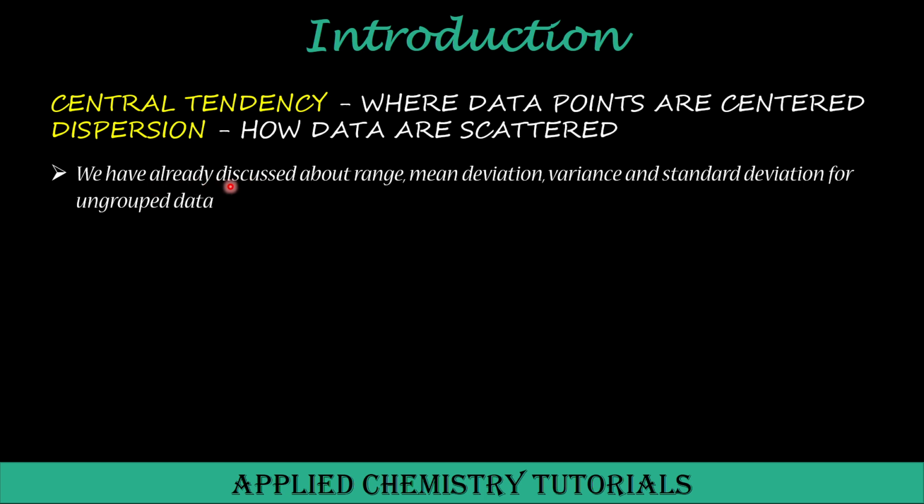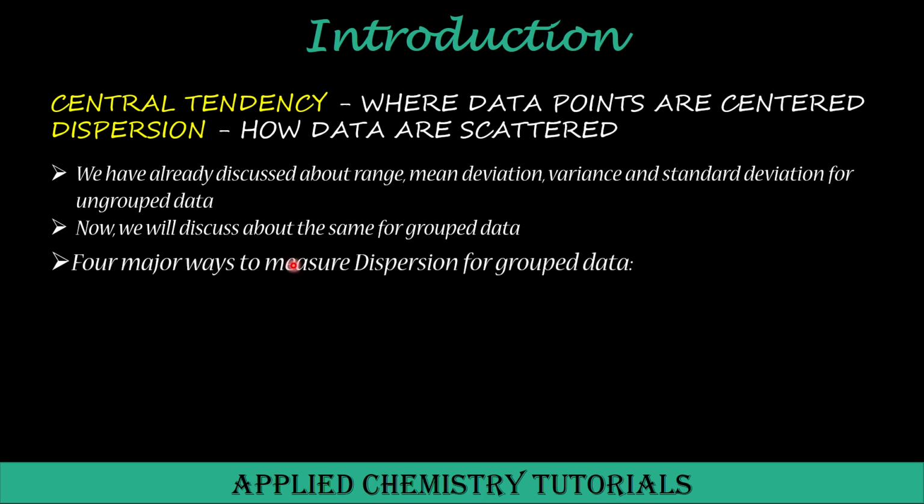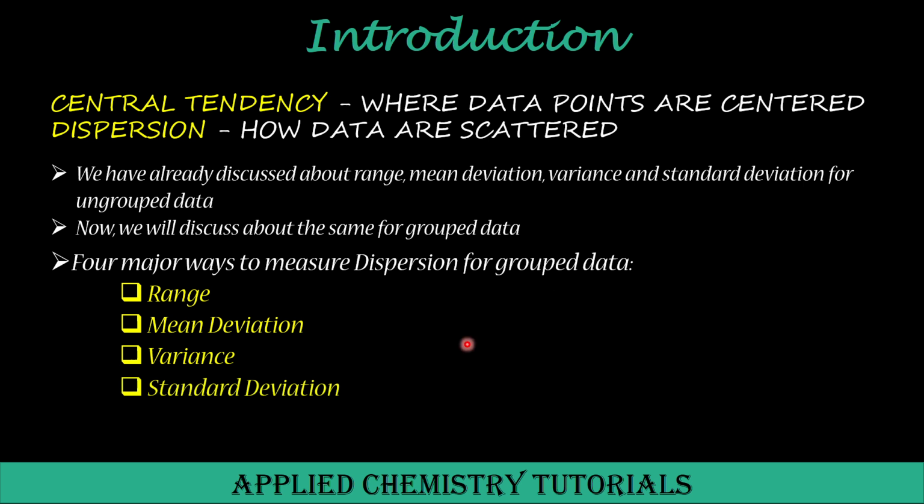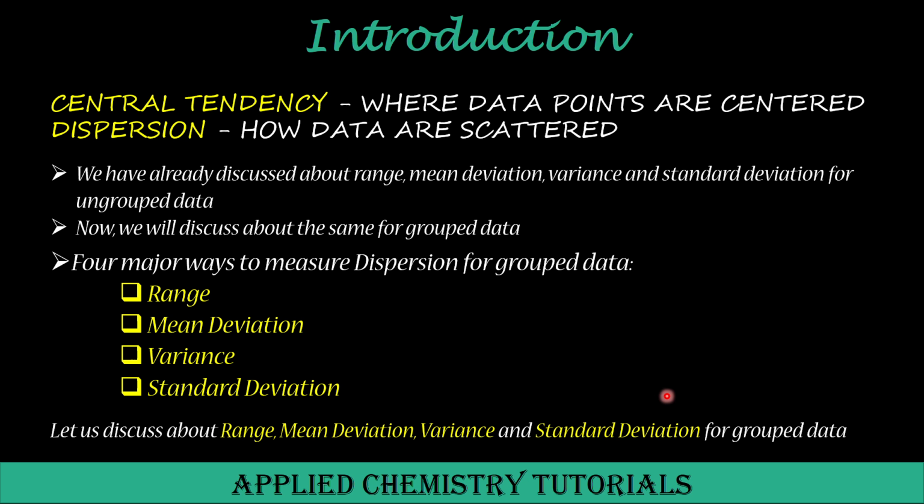and as I have mentioned, we have already discussed different ways to measure the dispersion for ungrouped data: range, mean deviation, variance and standard deviation. In this video, we are going to do the same for group data. Similar to ungrouped data, there are four major ways to measure the dispersion for group data, such as range, mean deviation, variance and standard deviation. We are going to discuss all of these in this lecture.